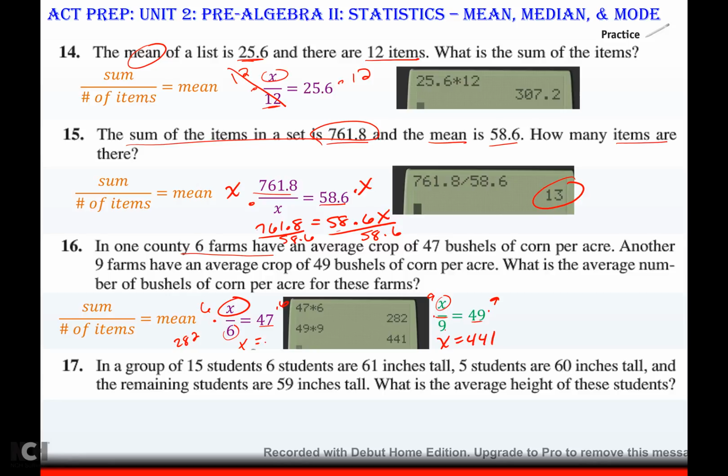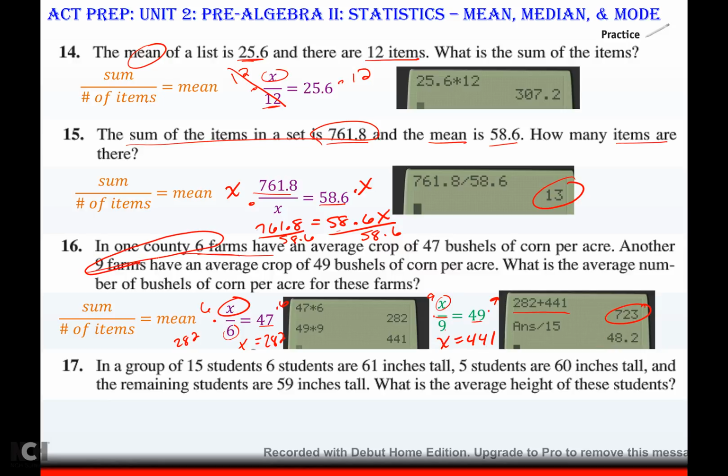So now I have the total for the 6 farms and the total for the 9 farms. So to get the average of that, now you're going to add those two up and divide by, not 2, because now we're talking a total of 15 farms. So I divide by 15, and I get 48.2.